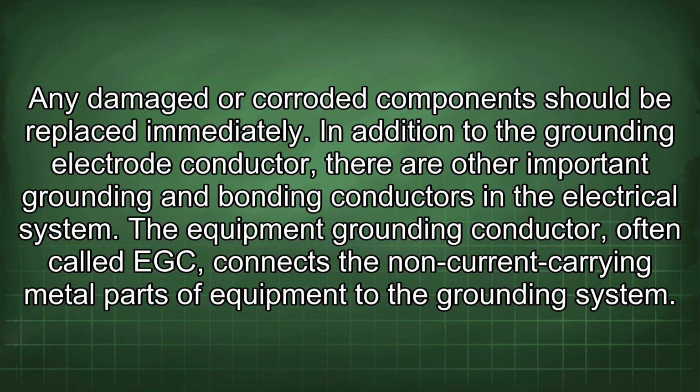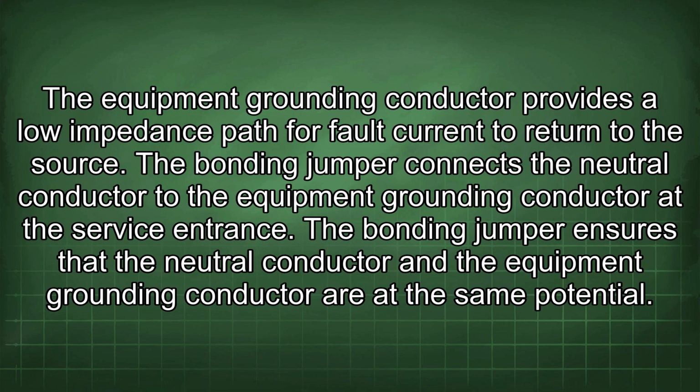In addition to the grounding electrode conductor, there are other important grounding and bonding conductors in the electrical system. The equipment grounding conductor, often called EGC, connects the non-current carrying metal parts of equipment to the grounding system. The equipment grounding conductor provides a low impedance path for fault current to return to the source.